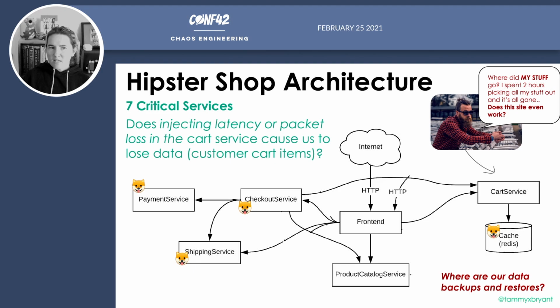Another thing we might want to think about, like we talked about initially, is, does injecting some type of network impact like packet loss in the cart service cause us to lose data, like for example our customer cart items? Another thing that you might think here is, where are our data backups and restores? We seem to only have a Redis cache.